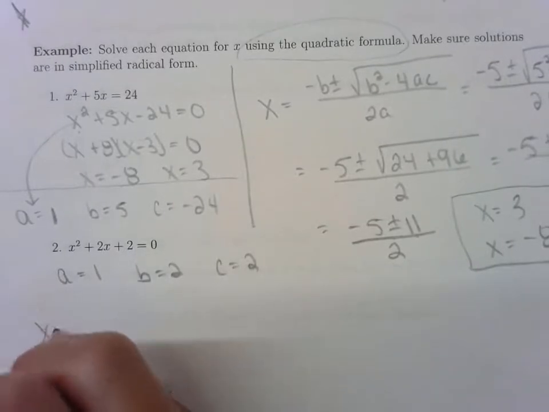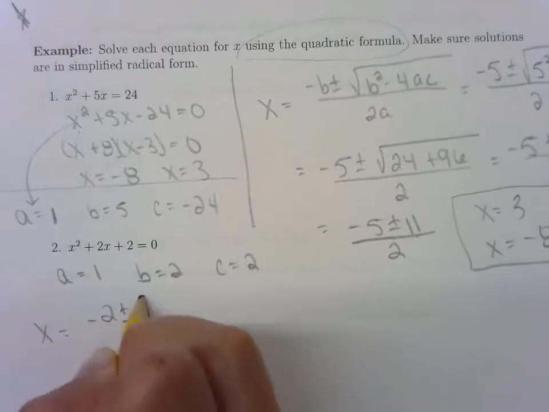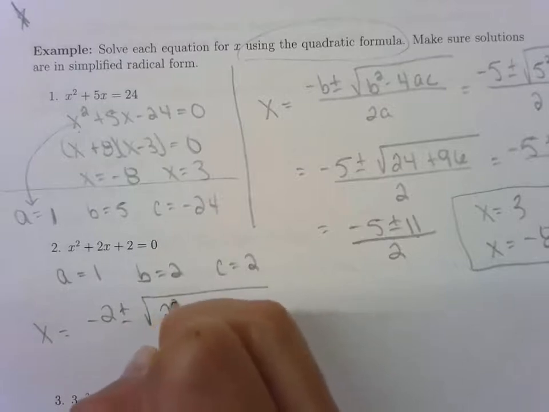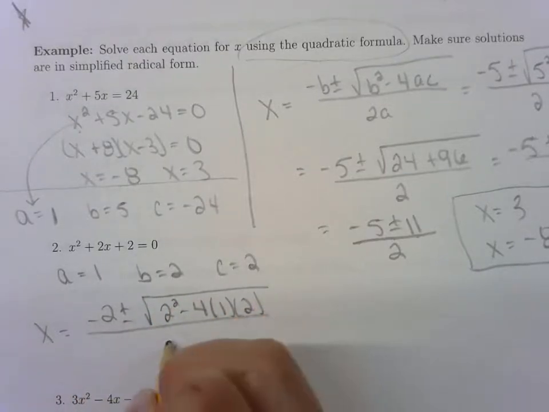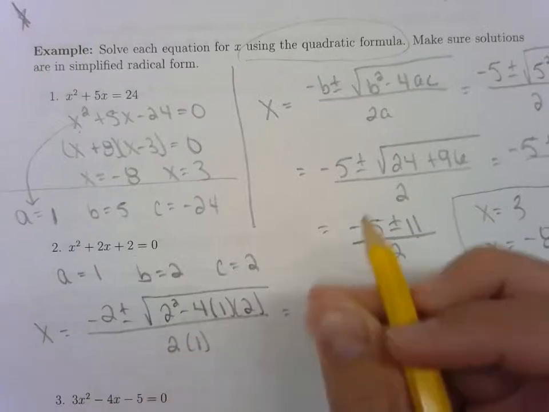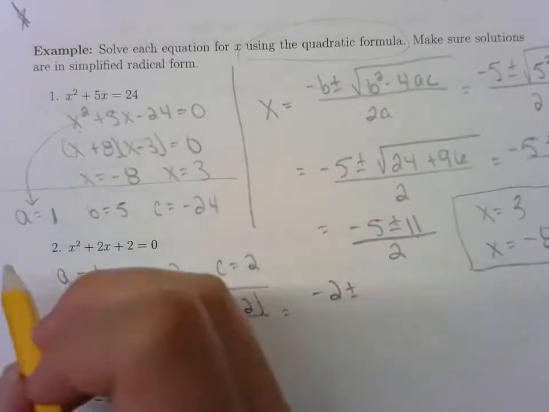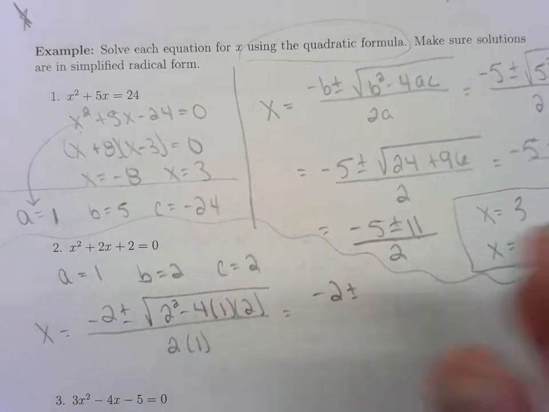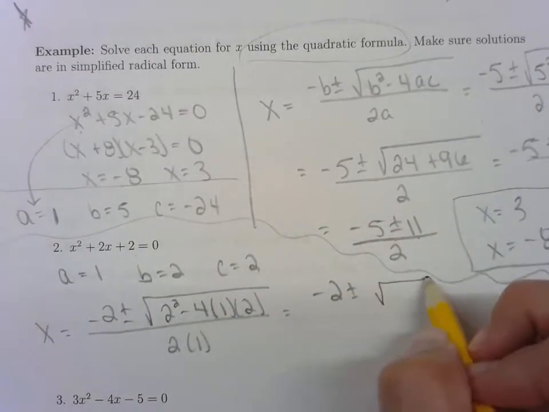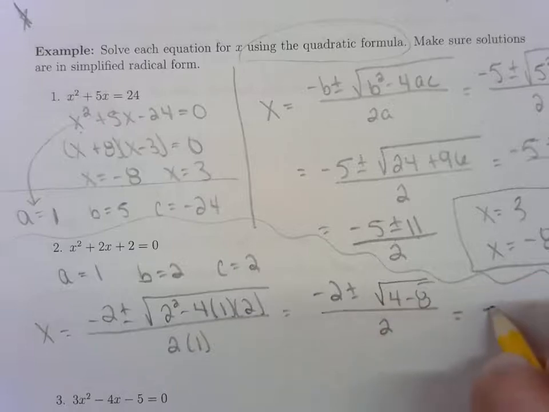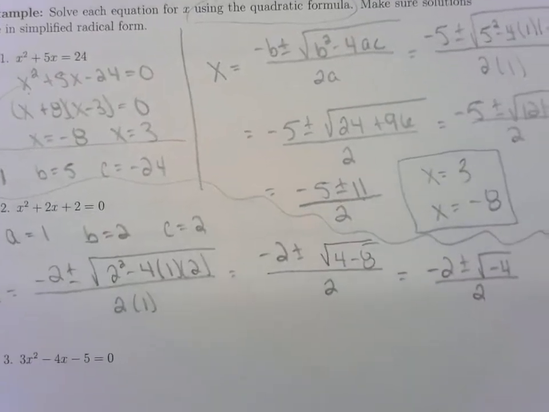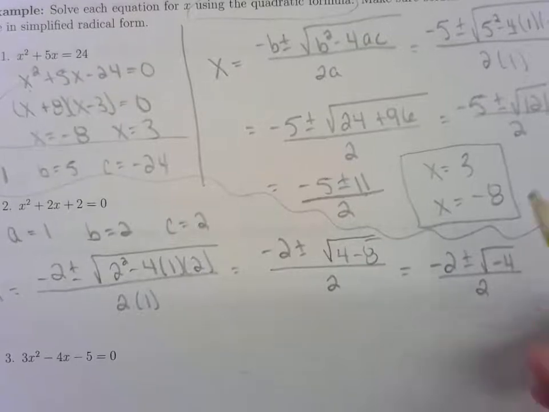Alright, so we have x equals negative 2 plus or minus the square root of 2 squared minus 4 times 1 times 2, divided by 2 times 1. So this is negative 2 plus or minus the square root of 4 minus 8, all over 2. Negative 2 plus or minus the square root of negative 4, divided by 2. Okay, so we have a problem here. This is negative 4.